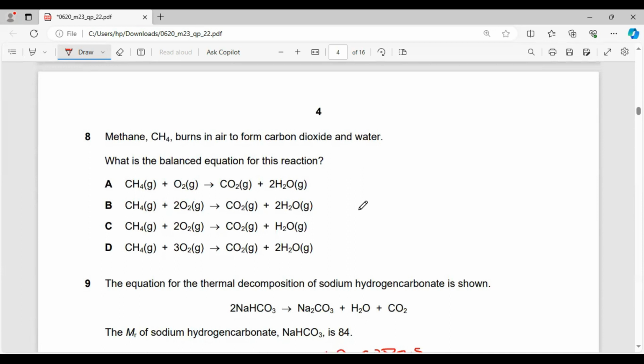Methane CH4 burns in air to form carbon dioxide and water. What is the balanced equation for this reaction? Now, here they have clearly said that it forms CO2 and water. We have to now find out the correct balanced equation for the combustion of methane.